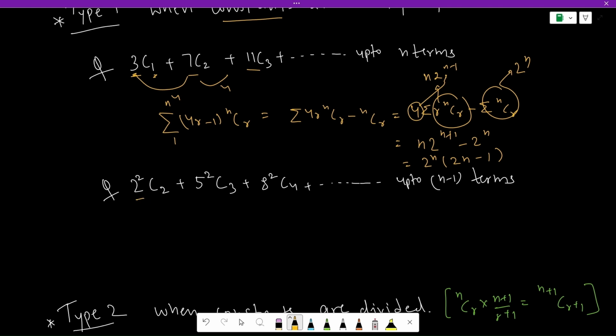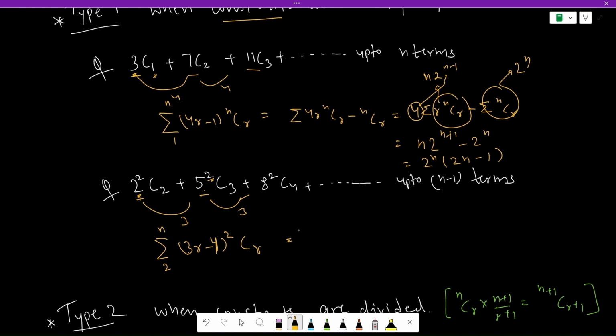So writing the general term for this, here also this is 2, 5, 8. So this has a common difference of 3, but with power of 2. So this can be written as (3r minus 1) squared nCr. For this we need, we will put r equal to 2, so we will get 6, and we want 2, so this will be minus 4, nCr, and this is summation from 2 to n.